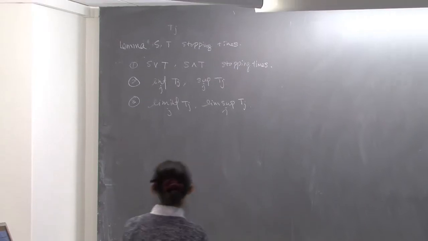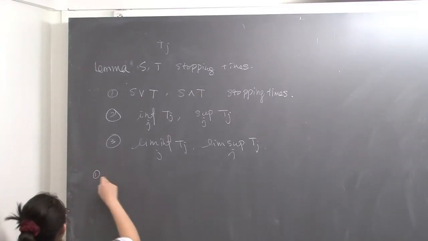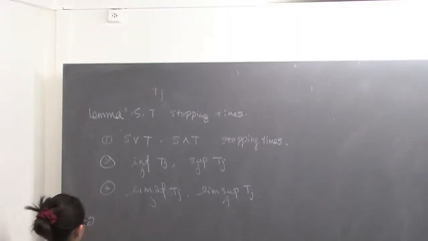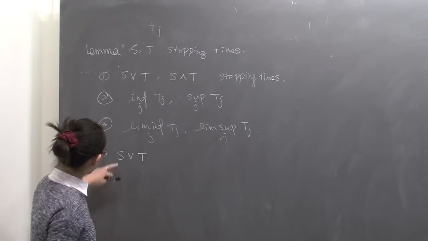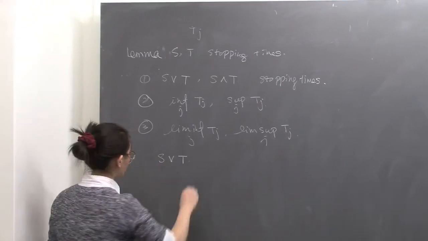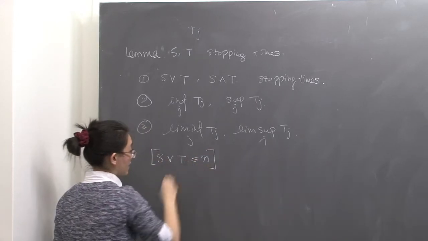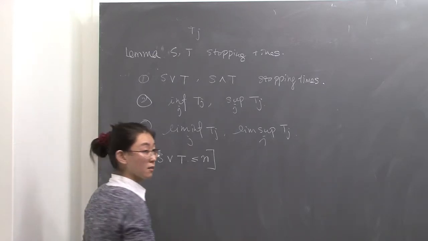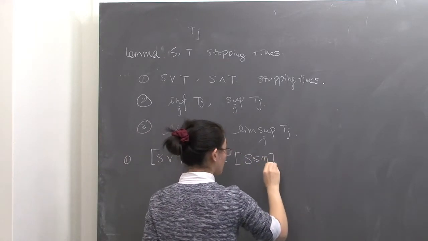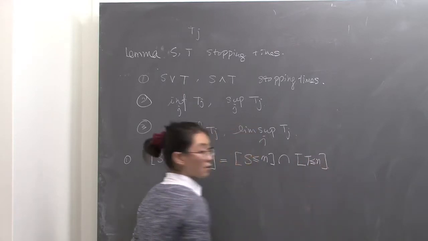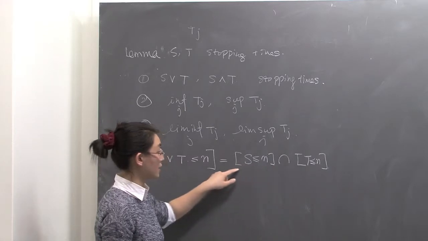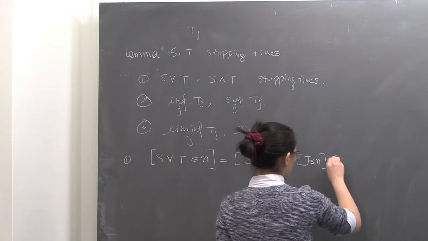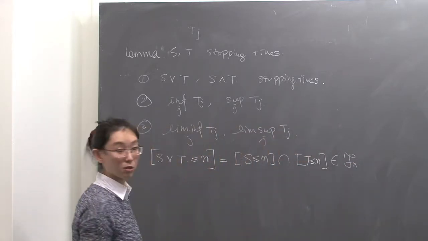Okay, so why is this true? For the first, I want to check the max of the two, and you can prove the minimum of the two in a similar way. So why is the max of the two also a stopping time? In order to check this new time is a stopping time, we only need to check whether this event is measurable with respect to F_n. So the max of the two is less than n means that both of them are less than n. Since S is a stopping time, we know that this event is contained in F_n. T is a stopping time, so this event is also contained in F_n. And the intersection of the two is also contained in F_n. So this shows that the max of the two is also a stopping time.